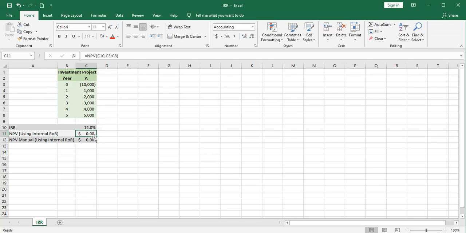But net present value operates the same way. And the proof of that is that when we apply this rate in the net present value function, we get to 0 net present value.